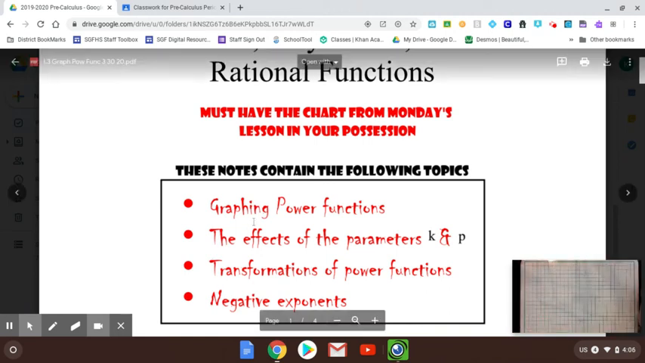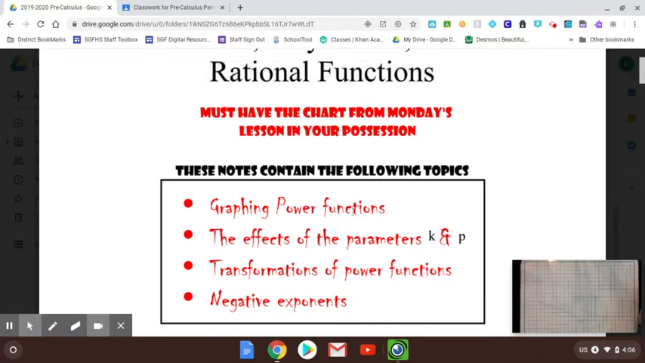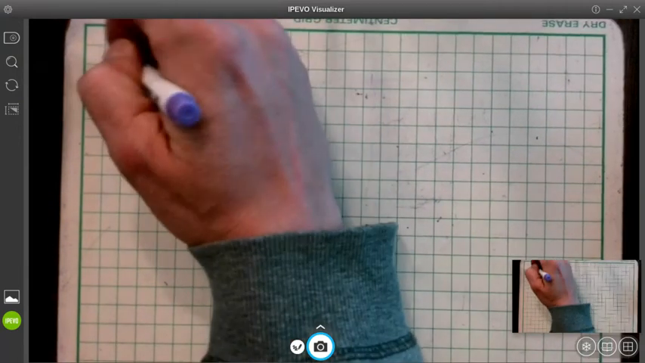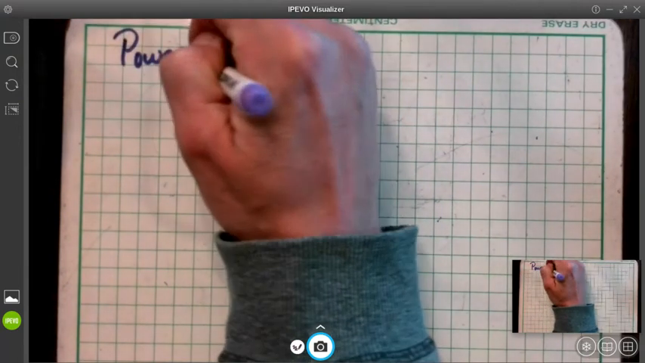All right. So today we're going to learn how to graph these things. If we're not counting boxes, then I think we're doing way too much work. We're going to figure out what k and p do. Remember, the form that we're looking at for k and p is the basic form of a power function, and that's where we're going to start here.